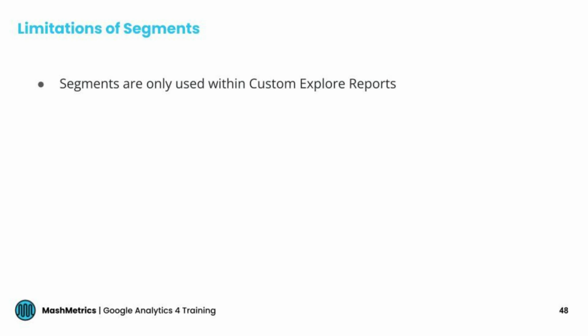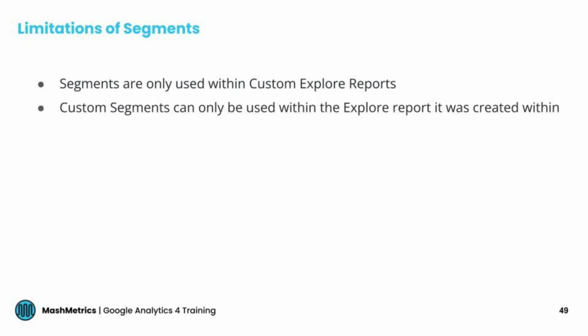While there's comparisons within the reports area, they're fairly limited, much like the templated segments that we saw earlier. Custom segments can only be used within the Explore report they're created upon, much like dimensions, much like metrics. If you create a blank report or start from scratch, you're going to have to also start from scratch in creating all of your different segments.